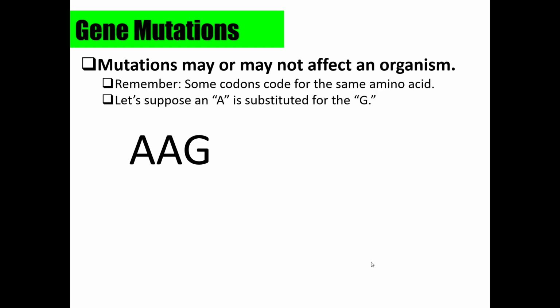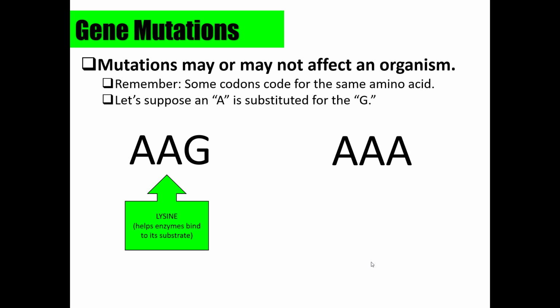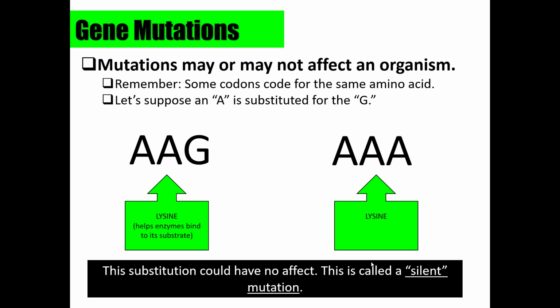All right, let's look at another example. So let's suppose we're supposed to have the codon AAG, which codes for lysine. And let's say that the G is substituted with an A. So we have AAA. And if you look at your codon chart, you'll notice that AAA also codes for lysine. So this is what we call a silent mutation. This is a change in the DNA sequence that has no effect on the amino acid.